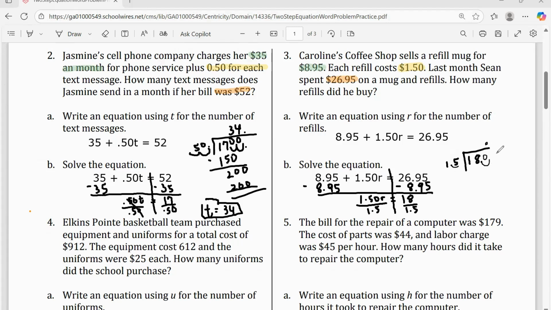Okay, so if I'm thinking 15 times 10, just estimating, right? 15 times 10 would give me 150, which is very close. Okay, 15 times 2 is 30. So if I have 150 plus 30, that would give me 180. So we could multiply 15 times 12, and that would give us 180. So R would equal 12.